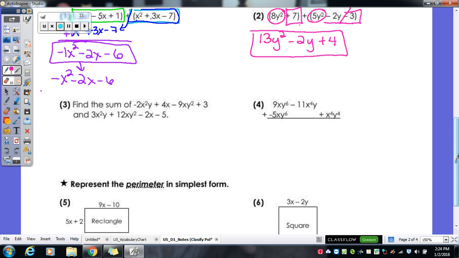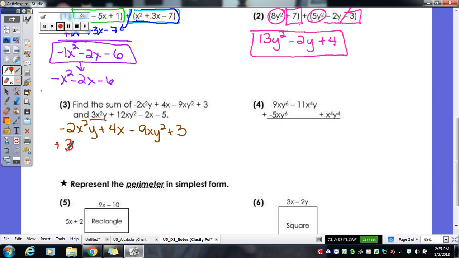All right, so let's take a look at the next one. We are finding the sum of this polynomial and that polynomial. Ones like this, again, I'm more that visual person. I like to line them up. If you don't want to line them up, you can add them the other way. So there's my first polynomial, my negative 2x squared y plus 4x minus 9xy squared plus 3. So now I'm going to line up the other one underneath it.